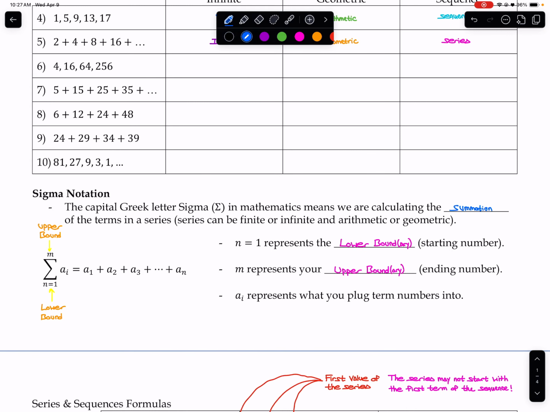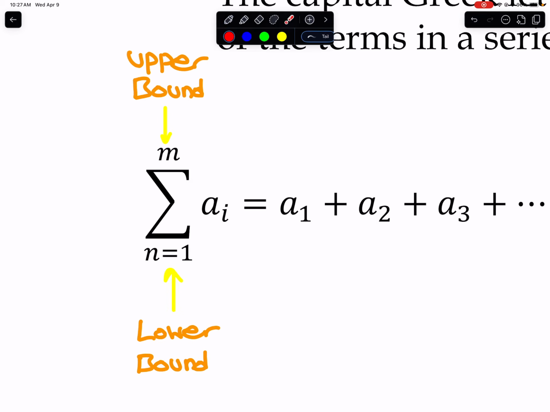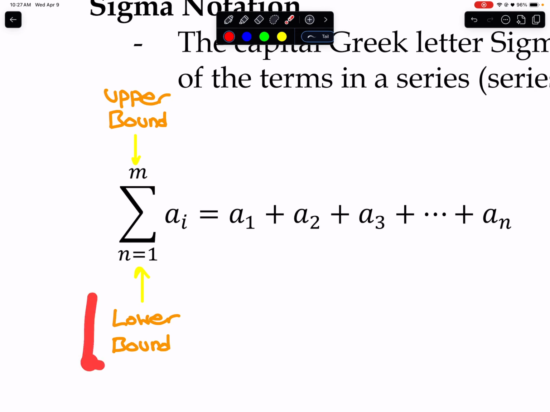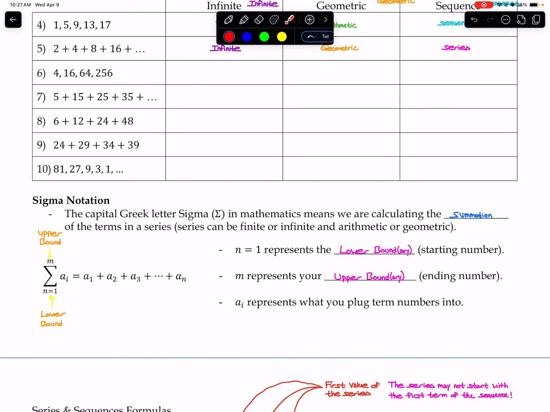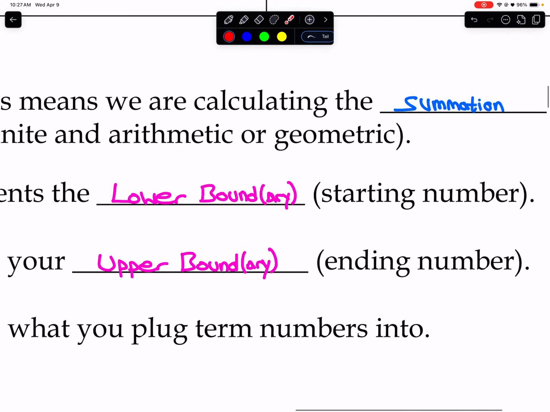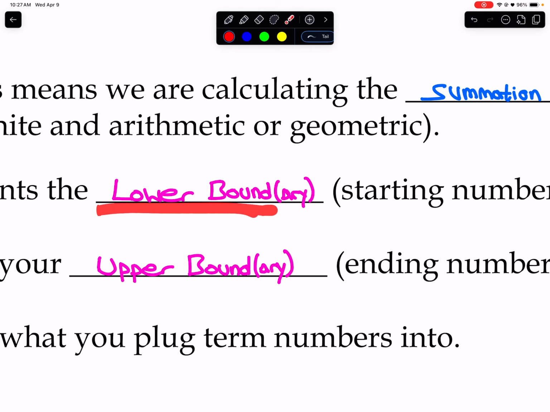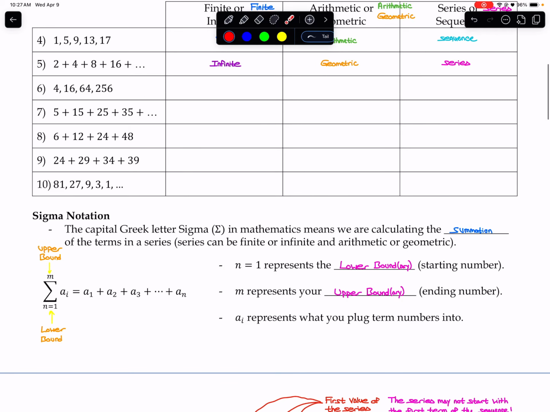In your sigma notation, you're going to have values written below and above. The value that you write below is what we call the lower bound, and the value on the top is what we call the upper bound. This just tells you where we're starting and where we're ending, which is what we have over here. I know some people call it a lower boundary and an upper boundary. It doesn't really matter which one you use. It's tomato, tomato, for lack of better terms.